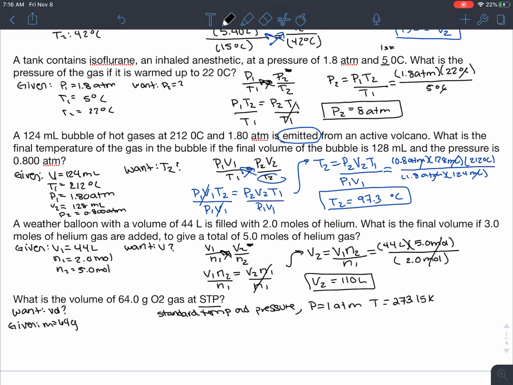And we're given a mass of 64 grams. We're given our pressure of 1 atm, and we're also given a temperature of 273.15 Kelvin. So I'm going to erase this for a little bit more room.